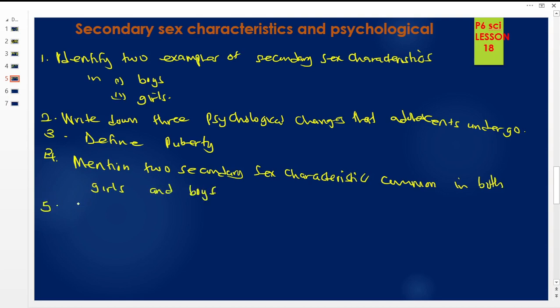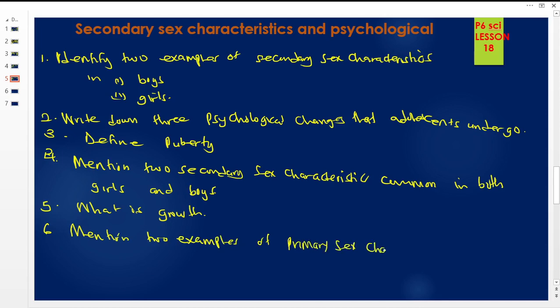Number 5, what is growth? Number 6, mention 2 examples of primary sex characteristics. In part A, girls, then part B, boys.